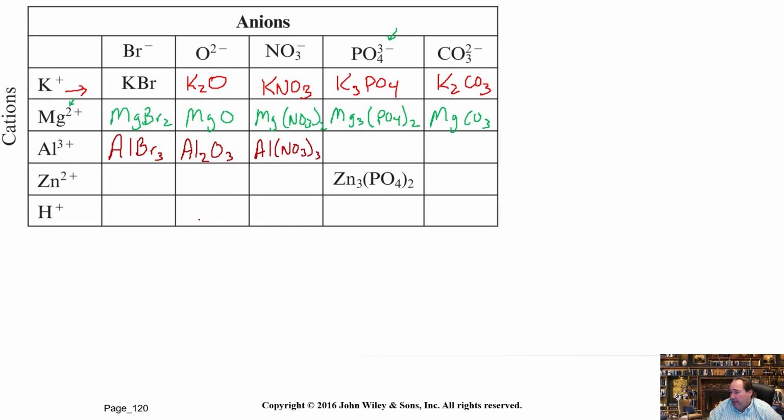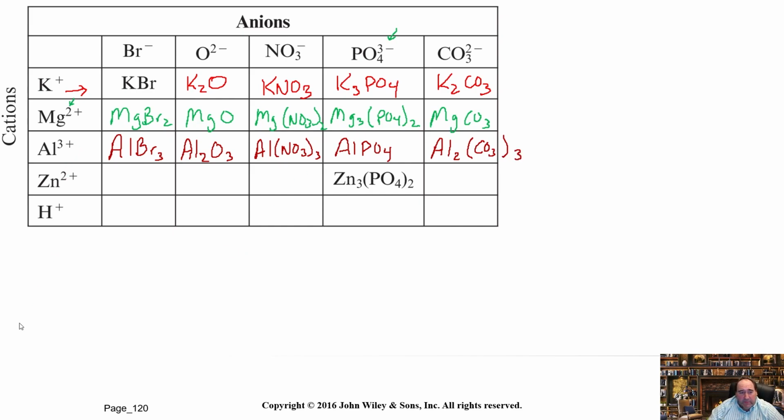We will need 3 of those NO3 minuses. 3 and 3 means we just need 1 of each. 3 and 2 means we need 6 for our common number. So we'll need 2 of the aluminums there. And we will need, once again, parentheses here and a 3.